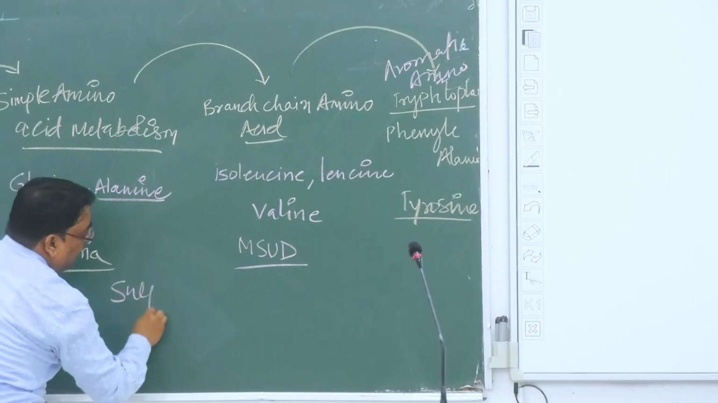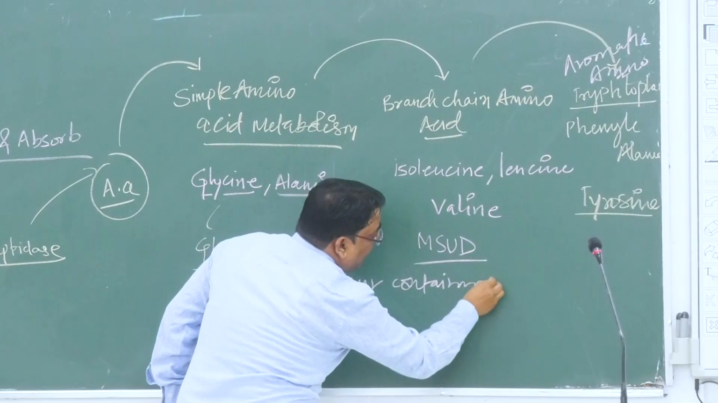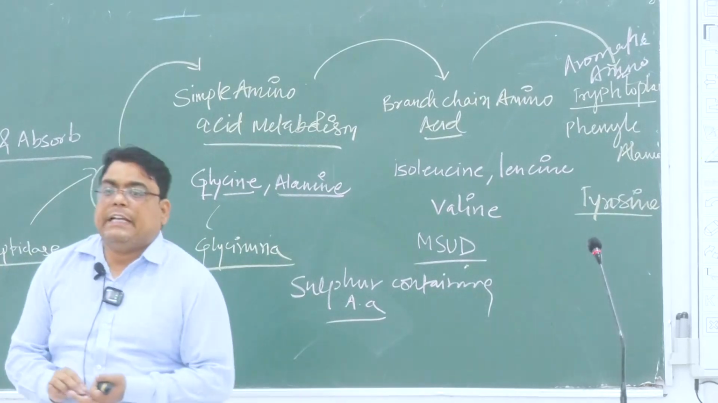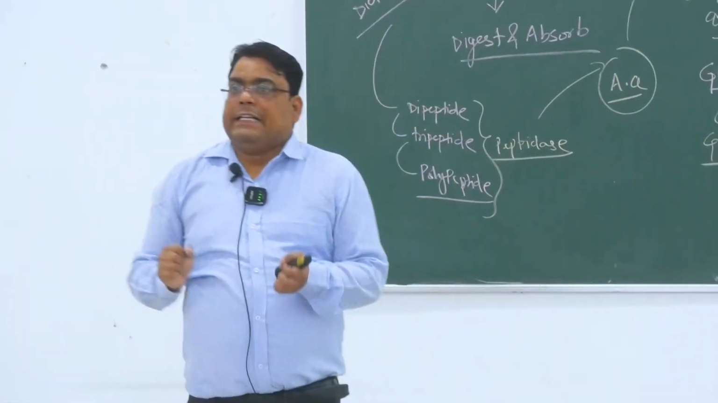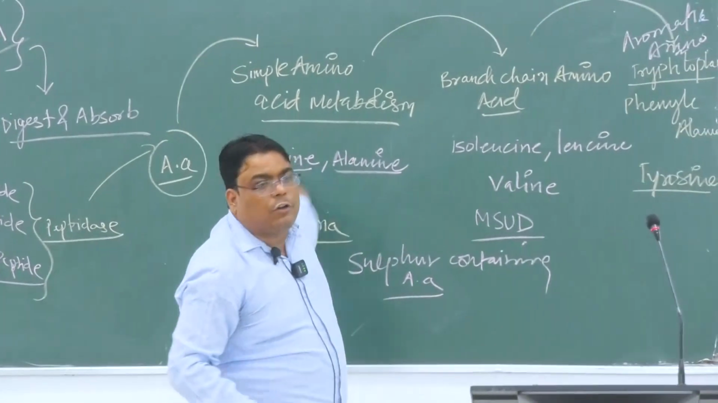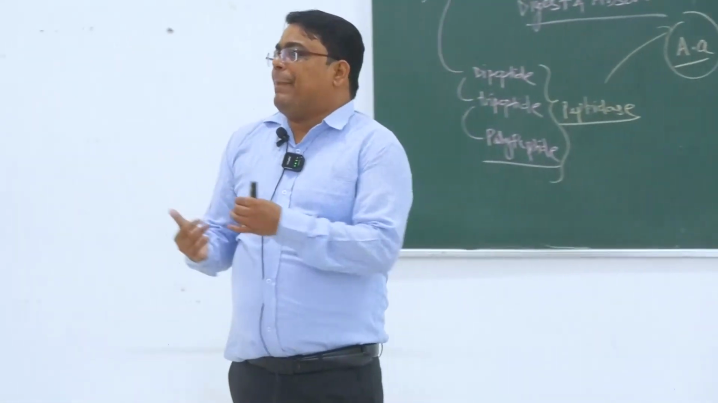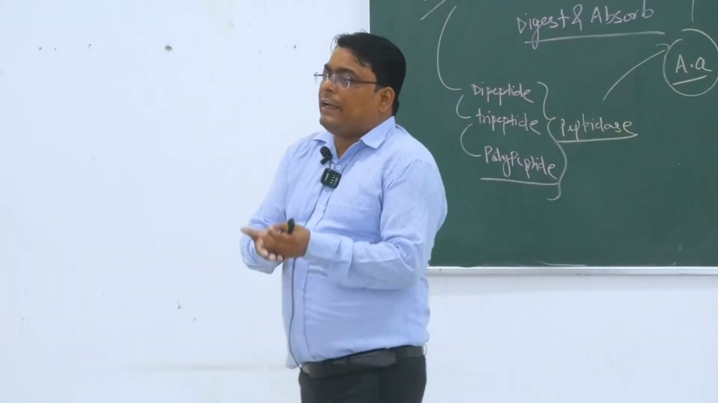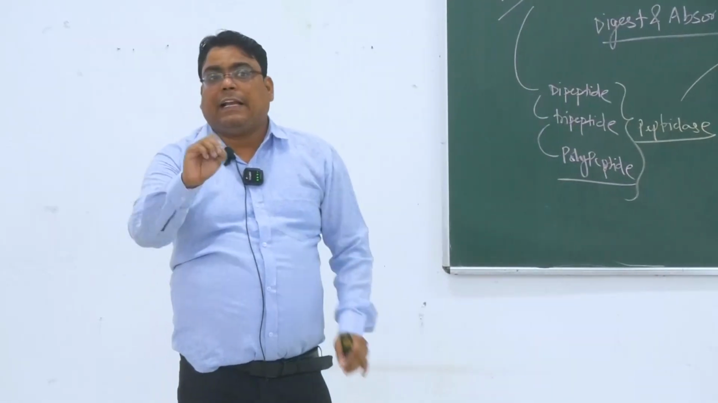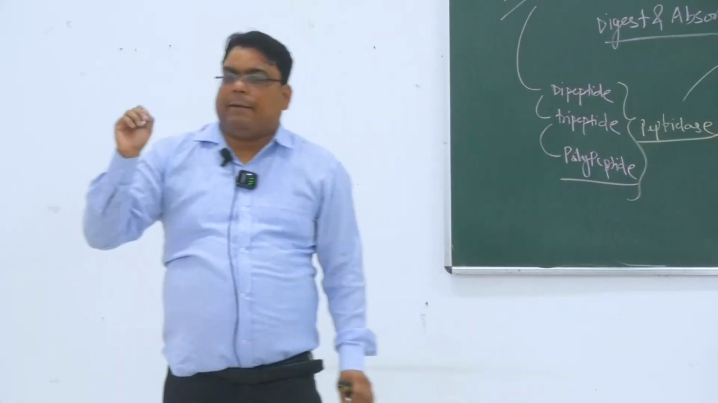Sulfur containing amino acids, which are methionine, cysteine and cystine. And after this metabolism, your topic is over. So you will go step by step. Firstly, you understand digestion and absorption. Then you understand simple amino acid metabolism in the written way. Write all these metabolic pathways in your copy 1 time, 2 times, 5 times.